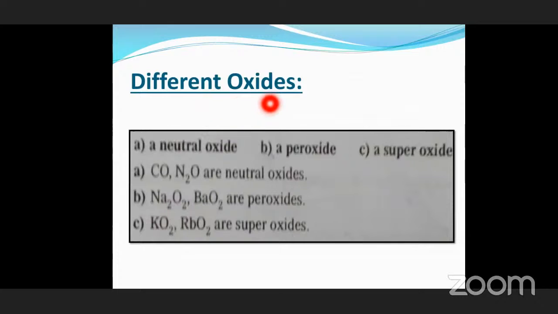Now, different types of oxides. Many different types are available, but apart from that, we have to discuss the important ones. What are those? Number one is neutral oxide. Number two is peroxide. Number three is superoxide. Examples: CO and N2O are neutral oxides. Na2O2, BaO2 or hydrogen peroxide are examples of peroxides. KO2 and RbO2 are the best examples of superoxides.